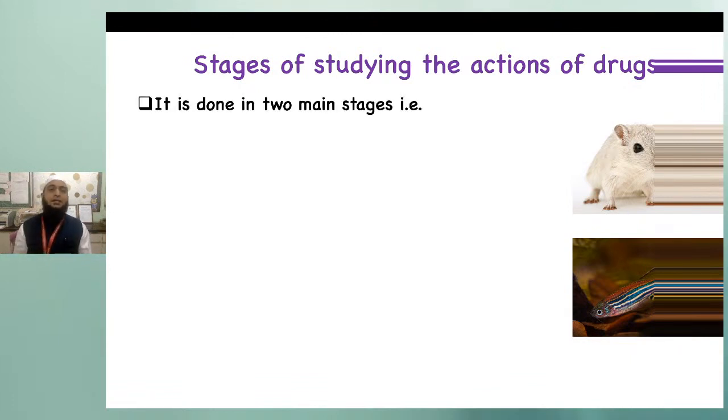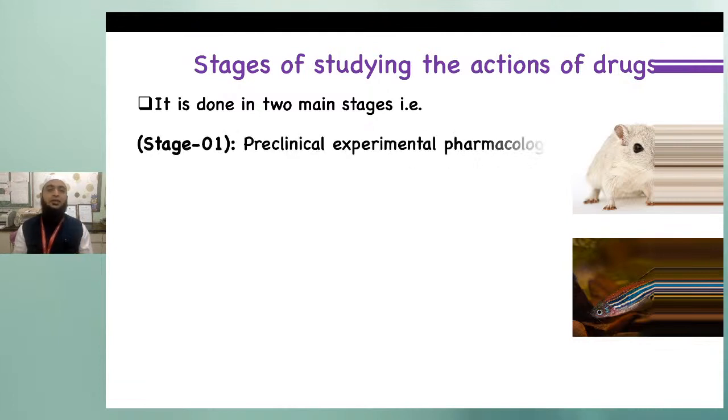So first it is done in two main stages. First stage, it is preclinical experimental pharmacology. Now try to understand what you mean by preclinical. Why is this word mentioned as preclinical? To understand this, you must first know the meaning of clinical.